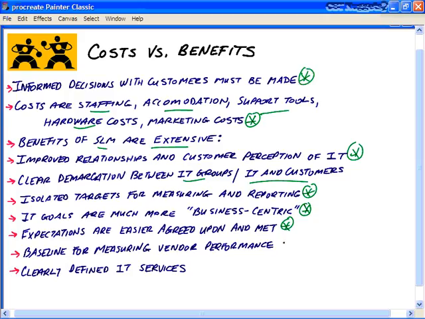They allow you to put down a baseline for measuring the vendor performance and customer performance. It allows you to clearly define the IT services for the organization. These are the benefits of SLM. Again, the buck stops here.